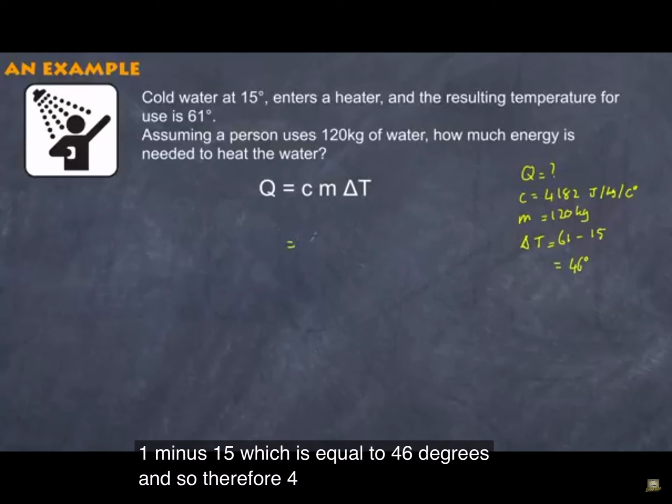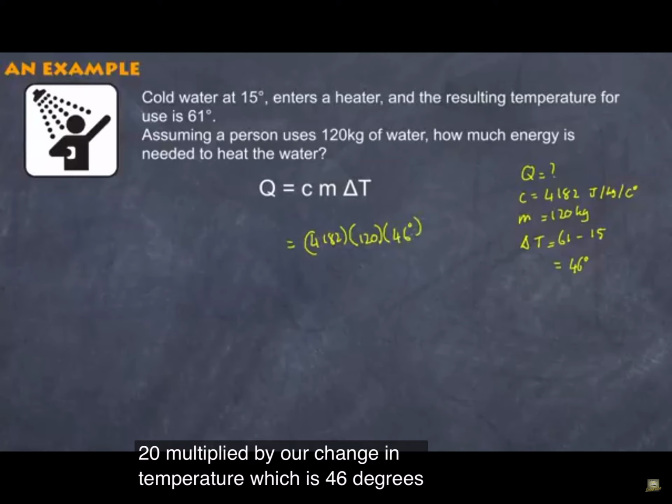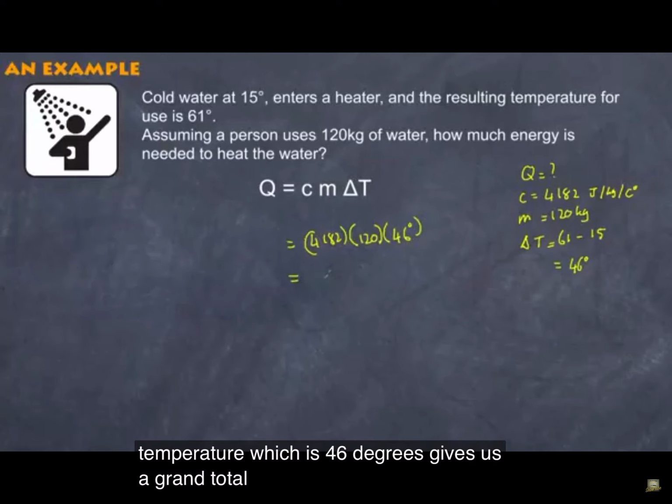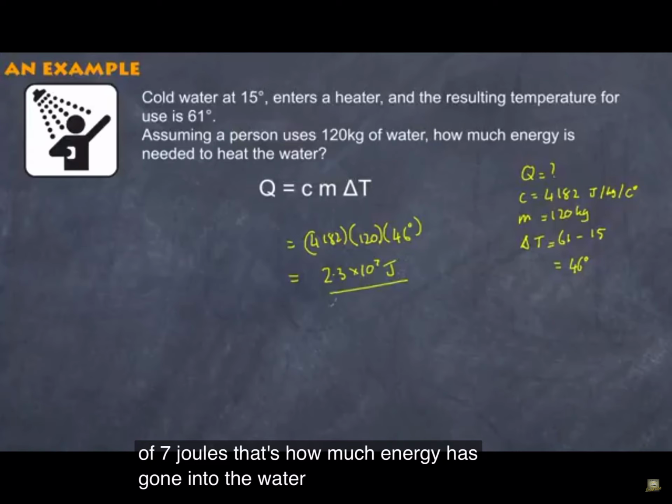And so therefore 4,182 multiplied by 120 multiplied by our change in temperature, which is 46 degrees, gives us a grand total of 2.3 by 10 to the power of 7 joules. That's how much energy is gone into the water.